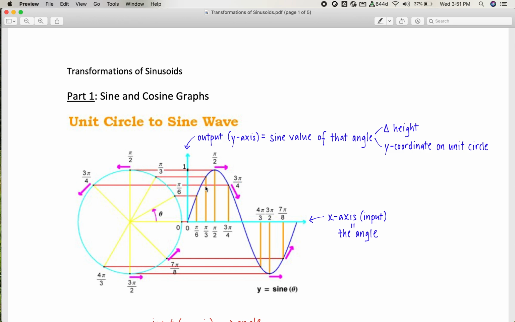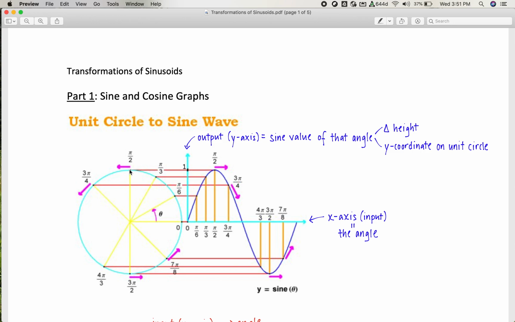The height of the sine curve is just the height of the triangle, or the y-coordinate, when I'm at pi over 3. And then by the time I get up to pi over 2, which is 90 degrees, my height is the biggest it's ever going to get, which is 1, because this is the unit circle with radius 1. I can see that it ends up being the peak of that wave. Here's pi over 2, 90 degrees, and the height of that curve is 1.